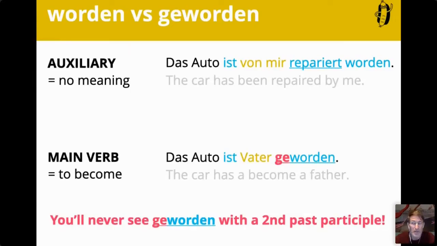So one thing to remember, you will never see "geworden" with the second past participle. So you couldn't say, or we'll never see, "das Auto ist repariert geworden" or "das Auto ist gestohlen geworden". You never have GE. You might find an example, but that's 1 in 1,000. And I'm pretty sure you won't. Yeah. And that example, I can also explain to you why it then is okay.